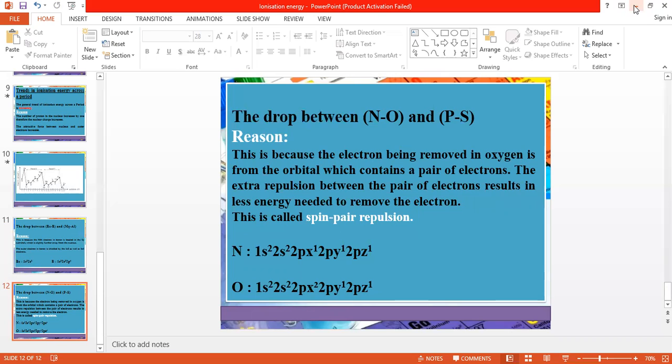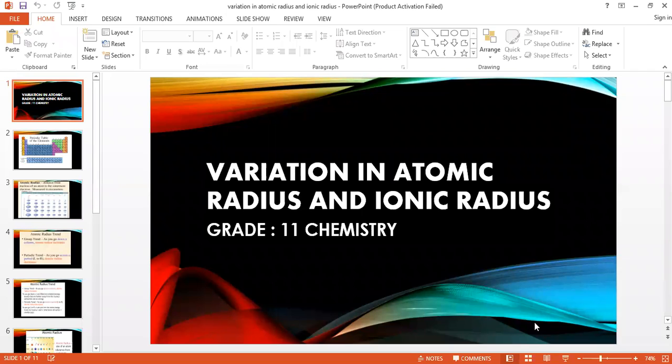Now, our next topic is atomic radius. Variation in atomic radius and ionic radius. Variation means change, good. Or you can say the trend in ionization energy. Like that we study here also. Variation in atomic radius and ionic radius. What do you think? What is the difference between atomic radius and ionic radius?